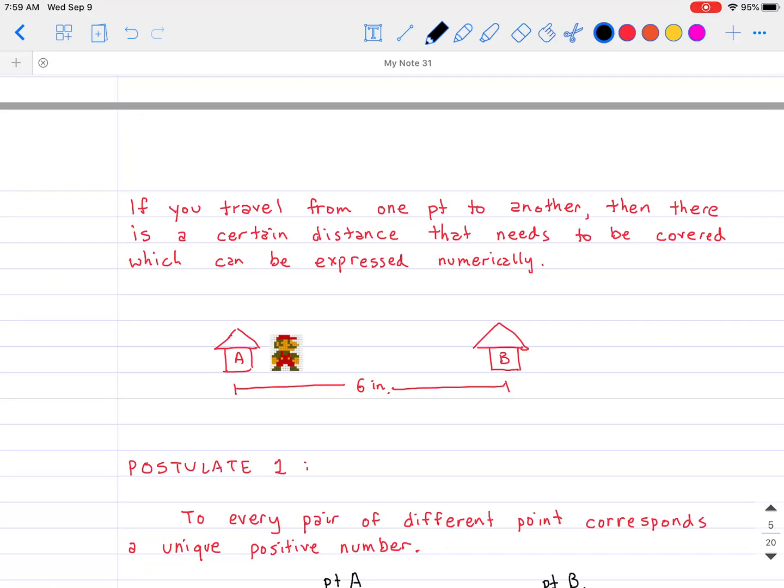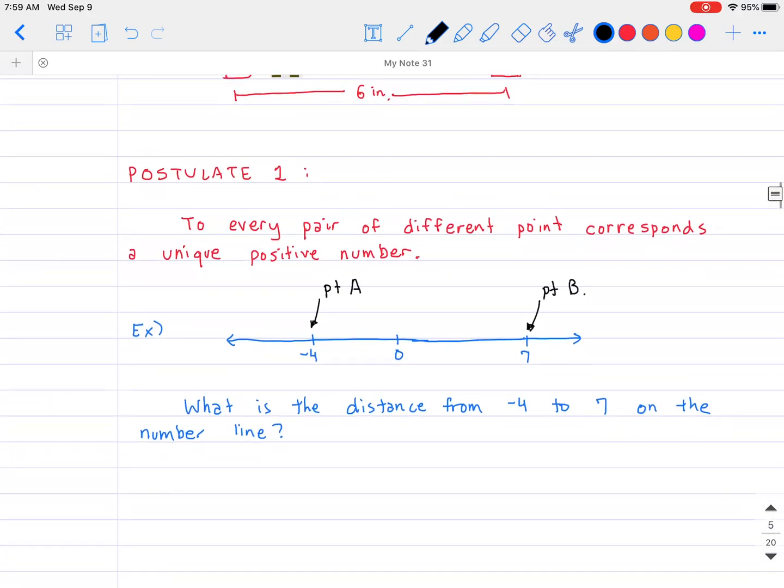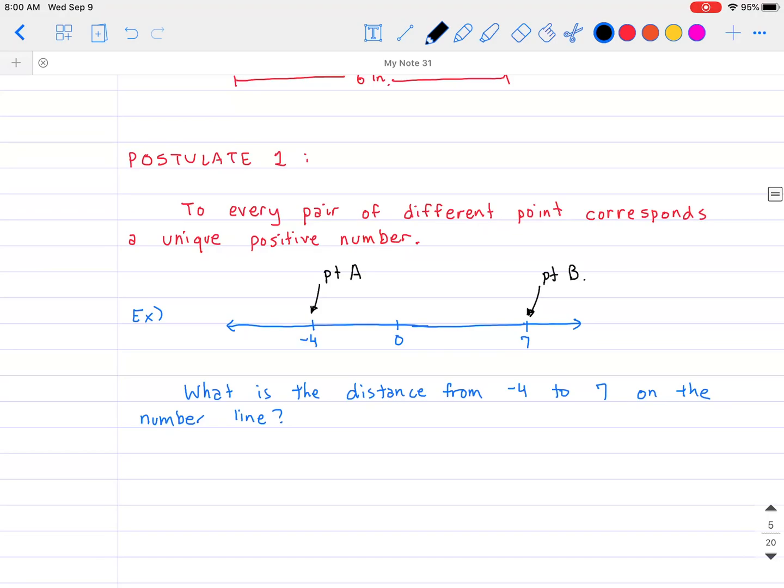And here you can see in the picture below that if I want to go from one point to another, let's say from A to B or B to A, Mario is going to have to cover 6 inches in this case. It could be more. It could be like 10 inches. It could be like 20 feet or whatever distance it is. But whatever it is, there's a numerical value that you can always assign to it.